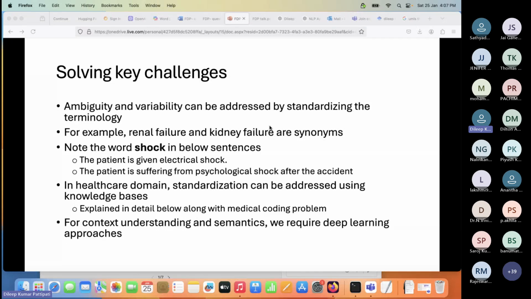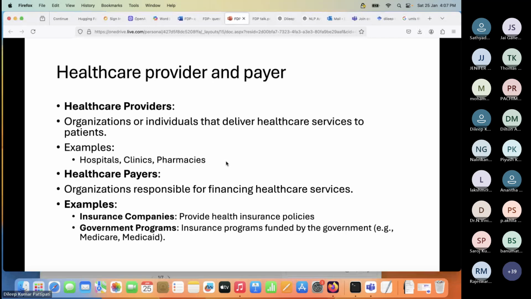This knowledge-based approach is one, but there are certain things which cannot be solved using these knowledge bases alone. For context understanding and semantics, we require deep learning approaches. Okay, before I explain how these are all solved, some terminology would help a lot.